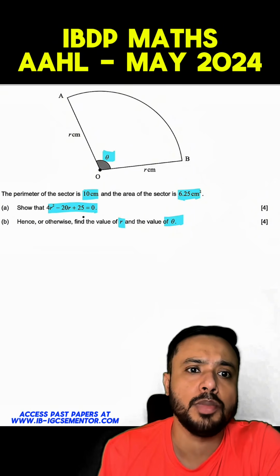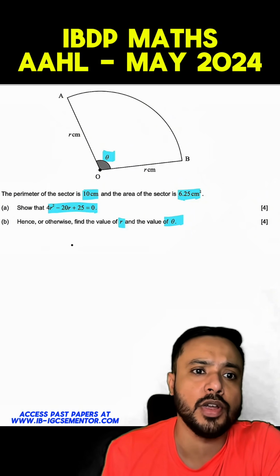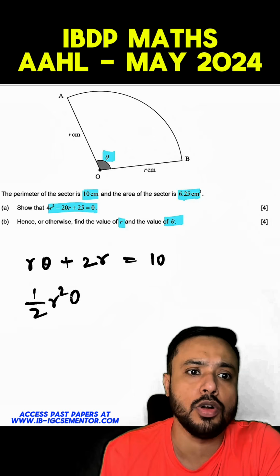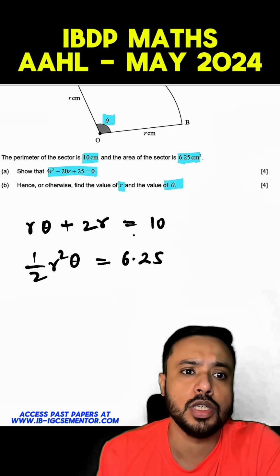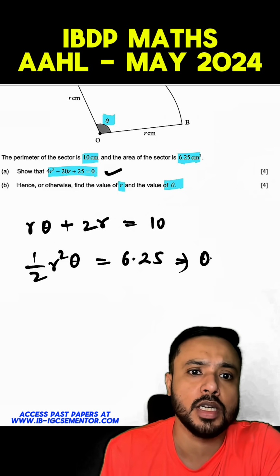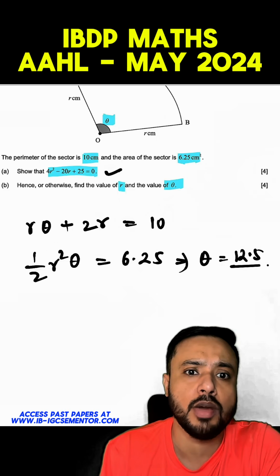Since the perimeter and area of the sector are given, the perimeter of this sector would be r theta plus 2r, and this is given to us as 10 centimeter, and the area of the sector, which is r square theta upon 2, is equal to 6.25 when theta is given in radians. Now using these two equations we'll try to eliminate theta, because we have to find an equation only in terms of r. So from this equation I can say that theta would be equal to 12.5 upon r square.